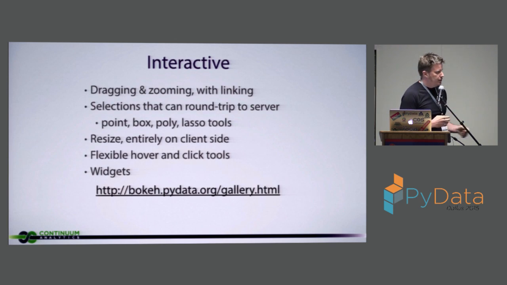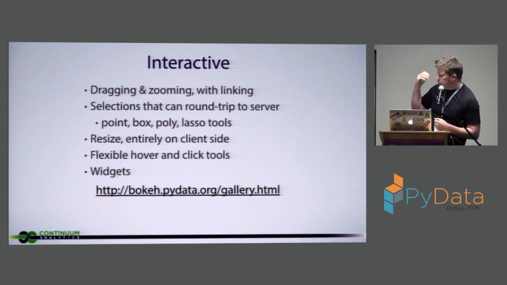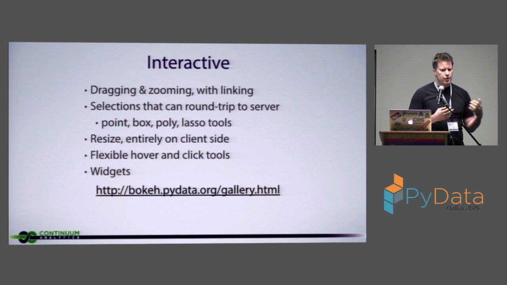Just a few words about those bullet points I had earlier, and then we'll see some demos and then get to the code. So what do I mean by interactivity? I mean things like dragging and zooming. I mean linked panning and linked brushing and linked selections. Maybe selections that can round trip to a server running process.